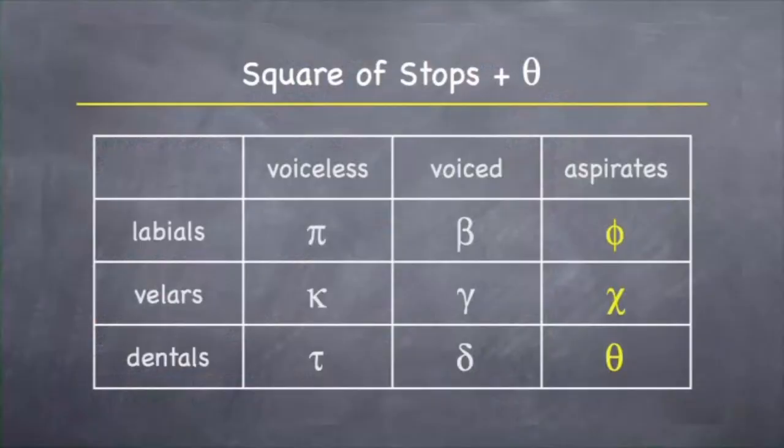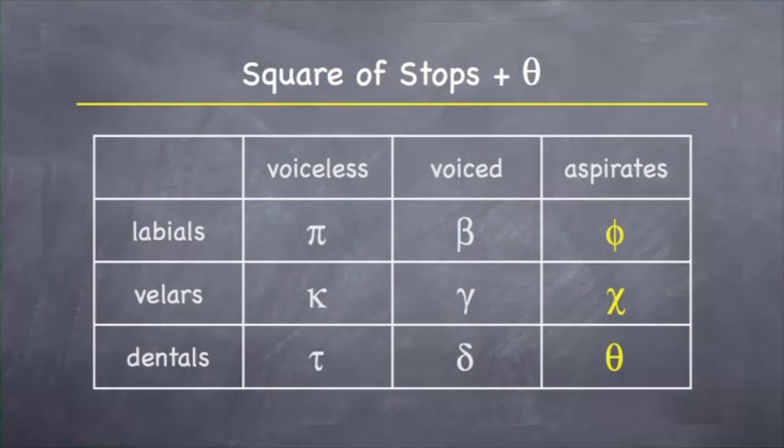So let's review the square stops, and I'll show you what's going to happen. You remember the labials are pi, beta, phi, the velars are kappa, gamma, chi, and the dentals are tau, delta, theta. You'll also remember that I asked you to learn the square stops vertically. The voiceless are pi, kappa, tau, the voiced are beta, gamma, delta, and for our purposes, the most important column are the aspirates. They are phi, chi, theta. Okay, here's what's going to happen.